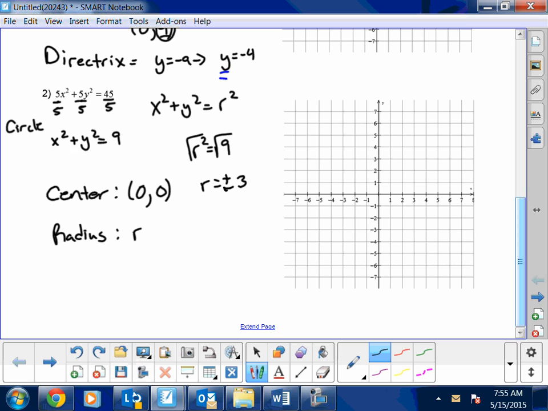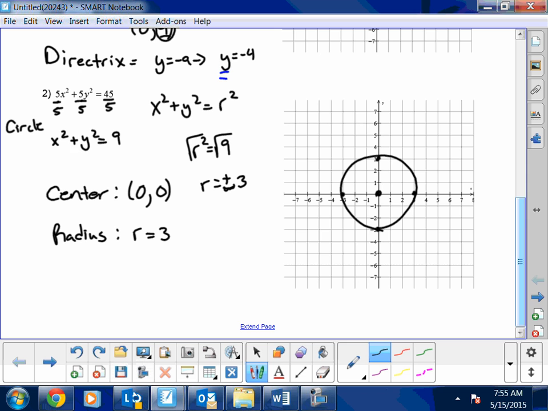Now, why do we exclude the negative? Because it's a circle, so r is going to be a positive value. This one's easy to draw because you draw your center, and then from there you draw 3 points. Everywhere from that center, you count 3 as such, and then try to draw a circle as best as you can. Lovely. So we're done with that one.